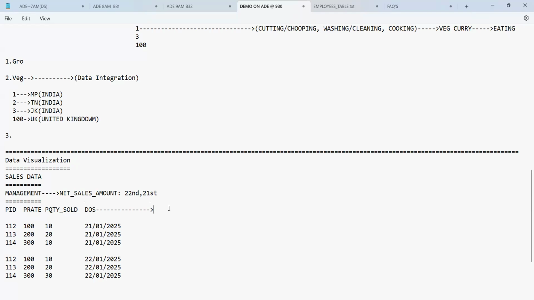Okay, so for that, what you will do, I'll pull in. Whenever you pull in, this process is called as what? Extraction. We call it extraction. So now let's pull in the extraction here.